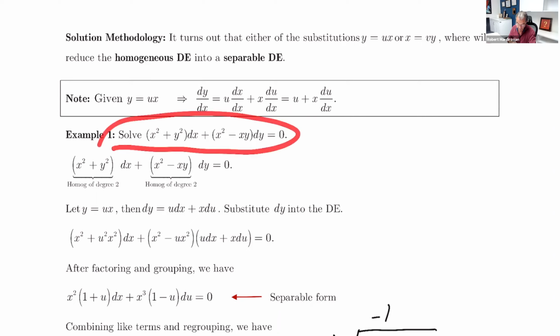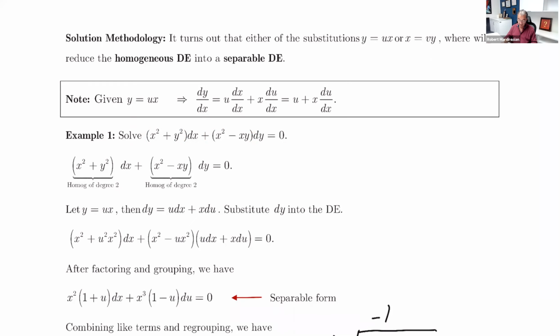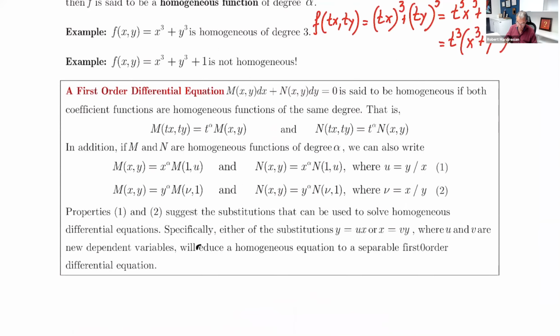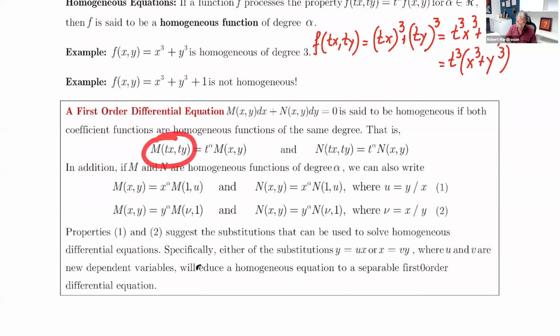Let's look at this example that explains it very well. So we have this equation. First of all, we know that this is homogeneous of degree 2, and this is also homogeneous of degree 2, because if you do these substitutions for both functions, you are going to get both sides to be equal.